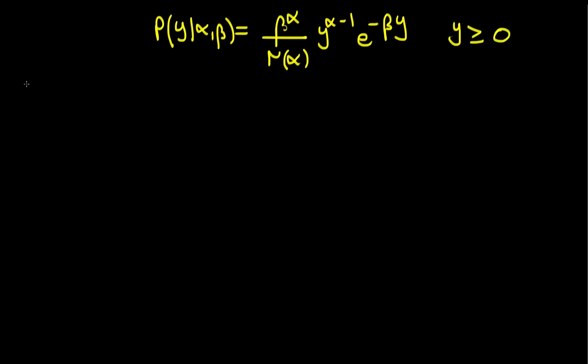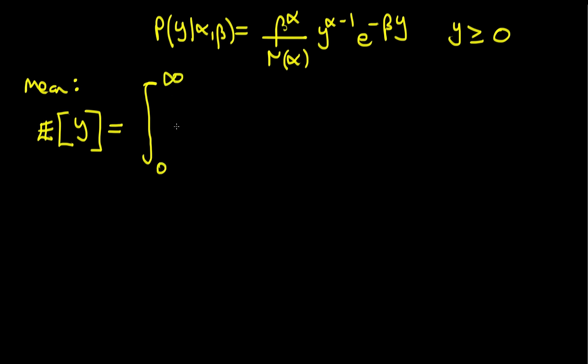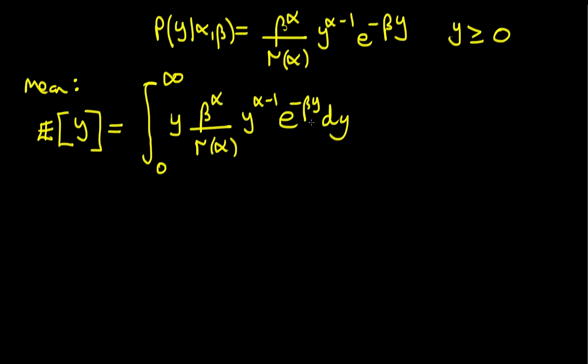So what we're trying to do here is work out the mean of a gamma distribution. Essentially, what we're trying to work out is the expectation of y. And we know that this, in the continuous PDF example, is just found by integrating over all values of y that are allowed, so here from 0 to infinity, of y times this PDF. So that's just y times beta to the power alpha, divided through by gamma of alpha, times y to the power alpha minus 1, times e to the power minus beta times y, integrated over y.